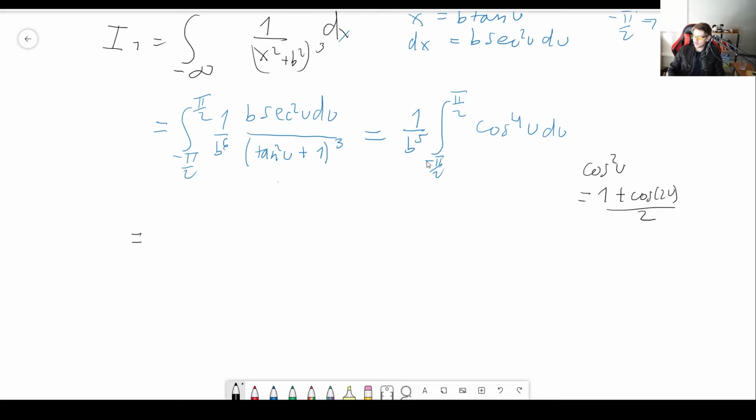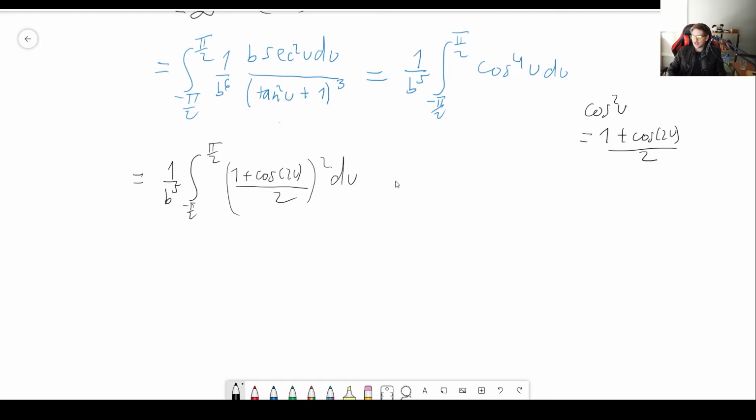So let's use this. So this is going to be 1 over b to the 5th, and then we get the integral from minus pi over 2 to pi over 2 of (1 plus cosine of 2u) over 2, and this thing squared, du. Okay, so now let's just multiply through. This 1/2 squared will be 1/4, and we can pull it out. So we get 1 over 4b to the 5th, the integral from minus pi over 2 to pi over 2.